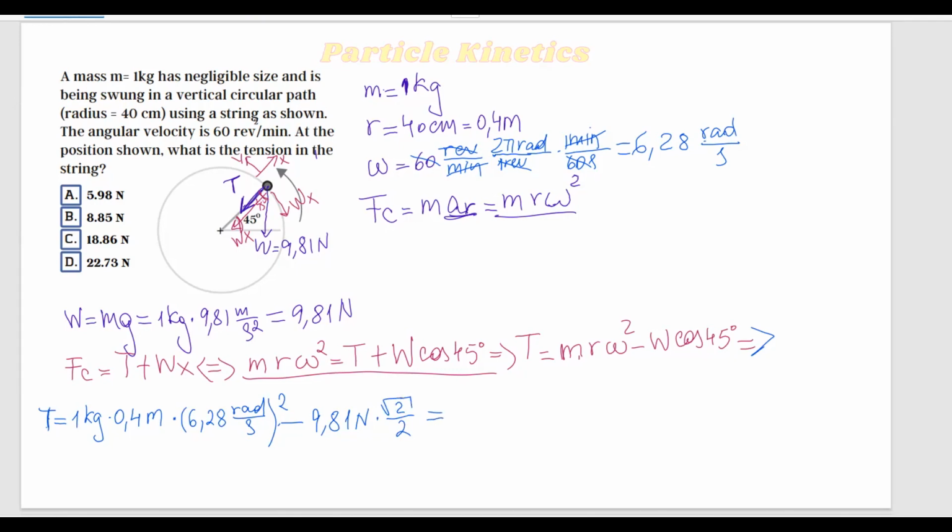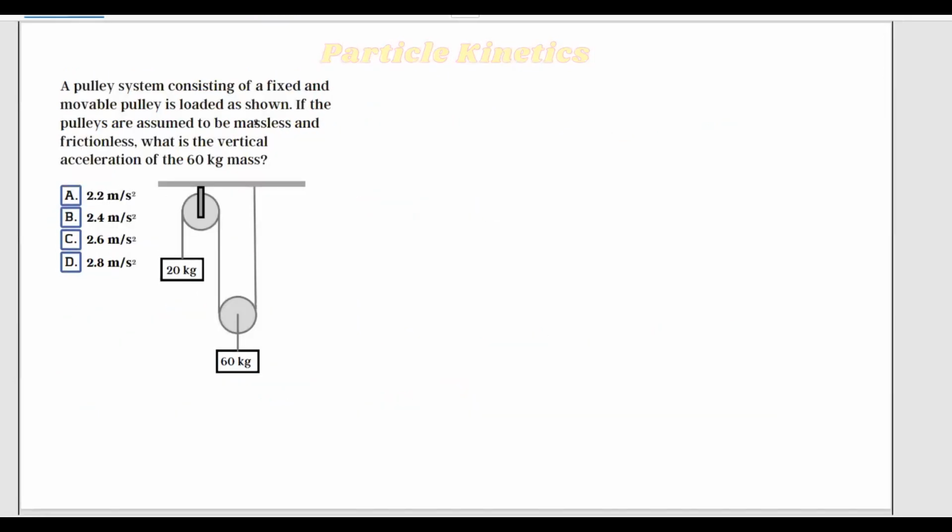Okay, now doing all of these calculations, you should get that the tension in the string is equal to 8.84 newtons. And this is the correct answer. The correct answer is B. Now let's move on to the next problem.